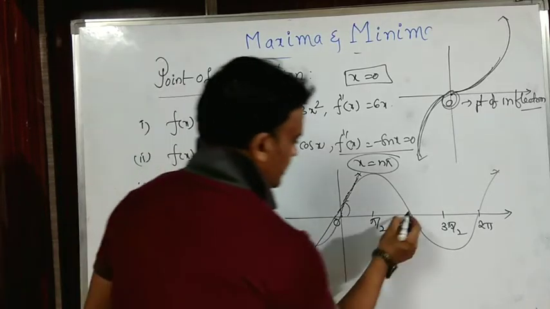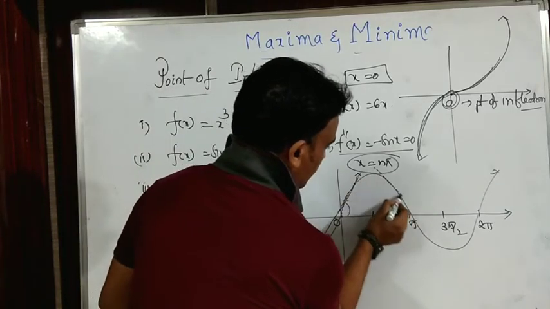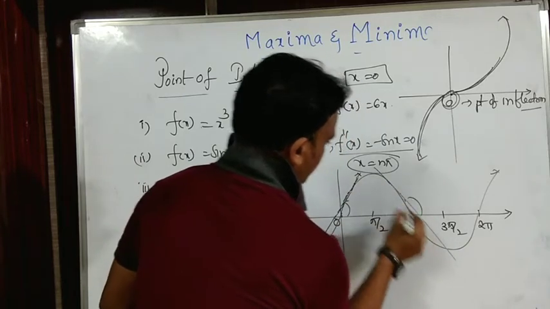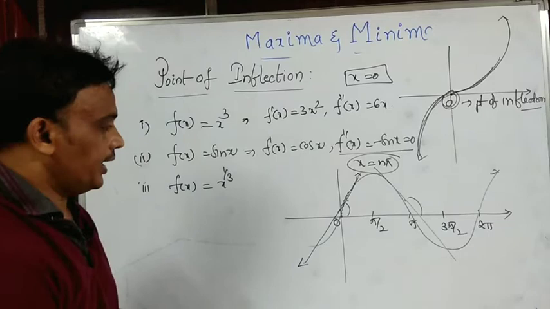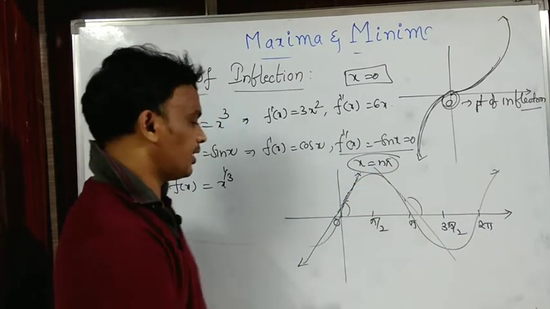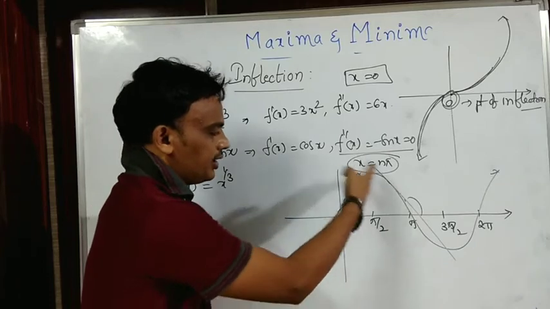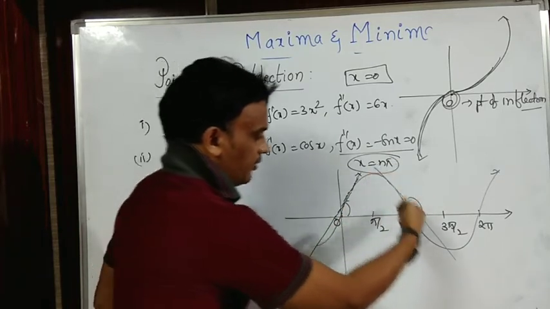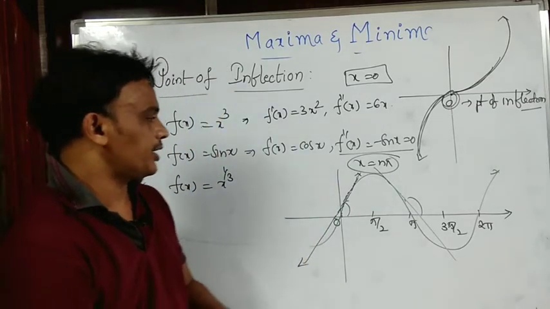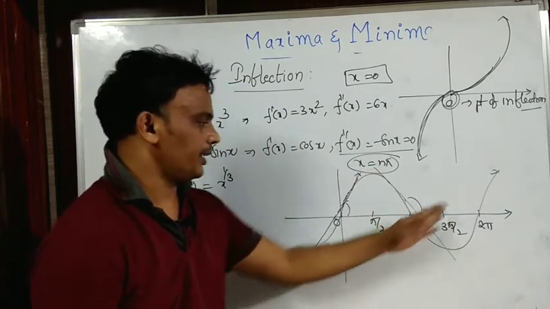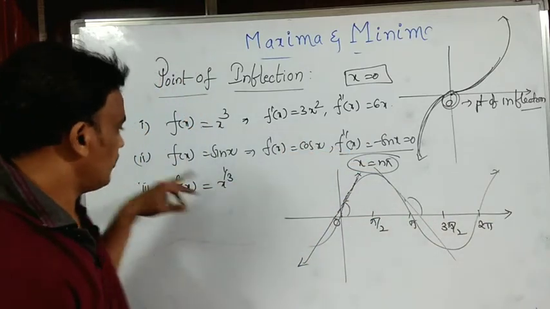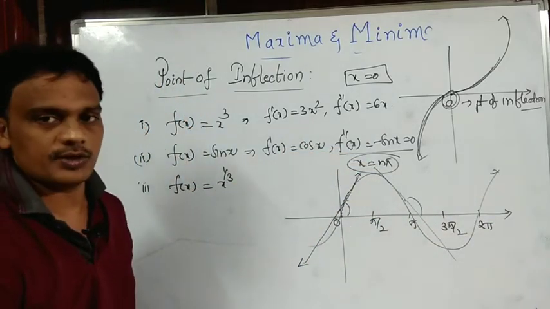At x is equal to 1 pi, it gets like this. So at x is equal to n pi, the graph changes the sign: concavity upwards, then concavity downwards, and then concavity upwards. Then the points n pi, 1 pi, 2 pi, 3 pi, 4 pi, all those are the points of inflection for the curve y is equal to sin x.